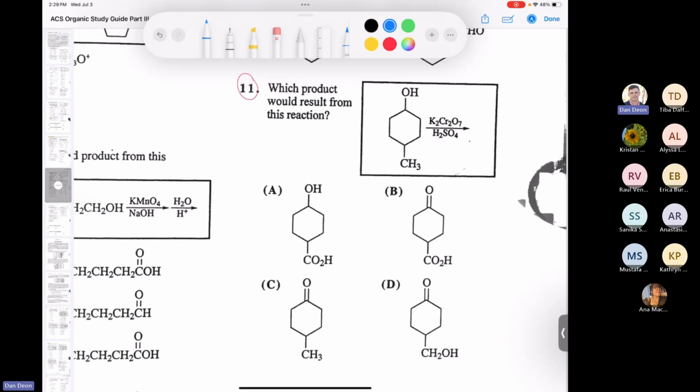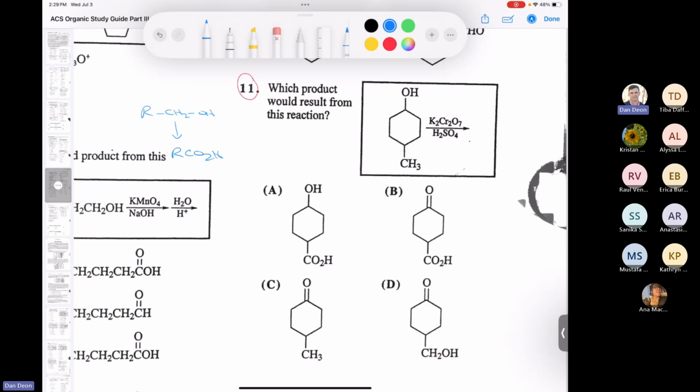So we're doing potassium dichromate. So we're doing an oxidation with this compound. If you remember, potassium dichromate is a very strong oxidizing agent. If you have a primary alcohol, it's going to oxidize that to a carboxylic acid.